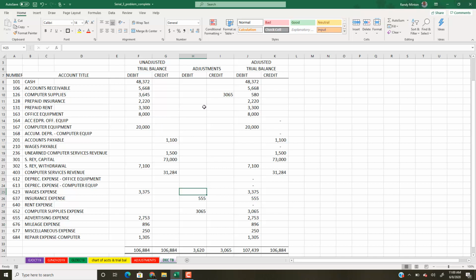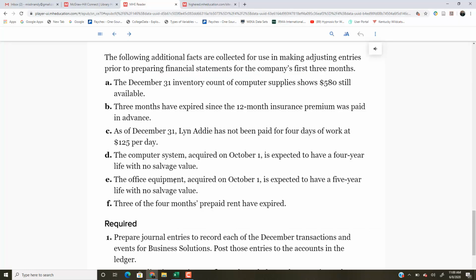555, and then come up to prepaid insurance and credit it for 555. And notice now 1,665 is what's left in that particular account. We now have an expense that has replaced the asset up here in the amount of $555. Okay, popping back over. 3 months have expired. Oops, I'm sorry.